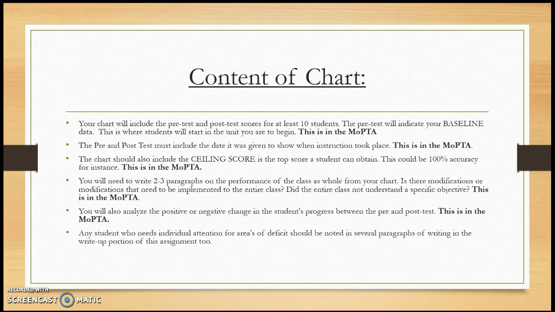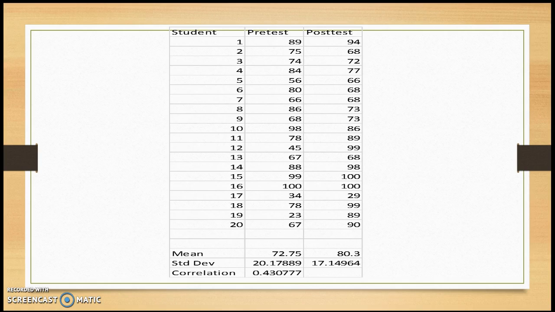You will need to write 2 or 3 paragraphs on the performance of the class as a whole. Are there modifications that should be implemented to the entire class? Did they understand or maybe not understand an objective? Again, looking at your test items, did they get it right? You will also analyze the positive and negative change in a student's progress. Hopefully they do positive change where they get better scores from the pre-test to the post-test, but sometimes we can negatively do that as well. They can actually unlearn things. Any student who needs individual attention in the area of deficit should be noted in several paragraphs of writing. I would definitely recommend that you have a couple of students that need some attention and what you would do for them.